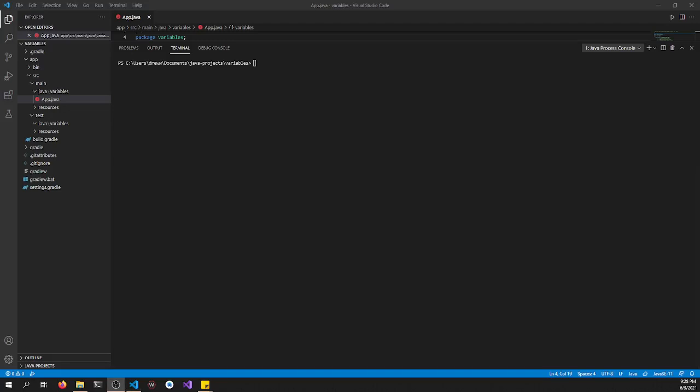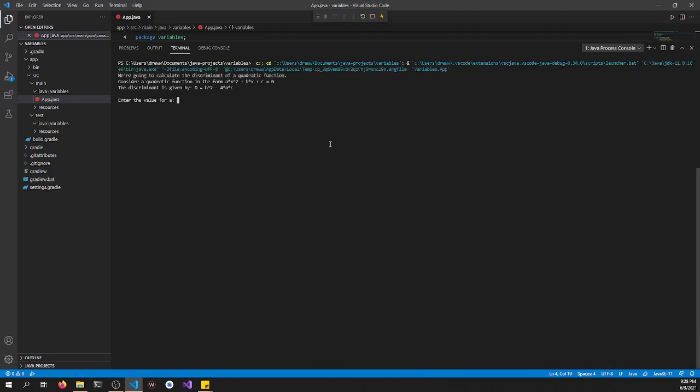Now that we have the conditional structure, we're going to look at extending our project with the discriminant. Notice we're still in the package for variables, which is where we've been doing these so far. We're going to take it a step further, and not just calculate the discriminant anymore. We're going to actually find the solutions. Now we're going to do the exact same thing we've been doing.